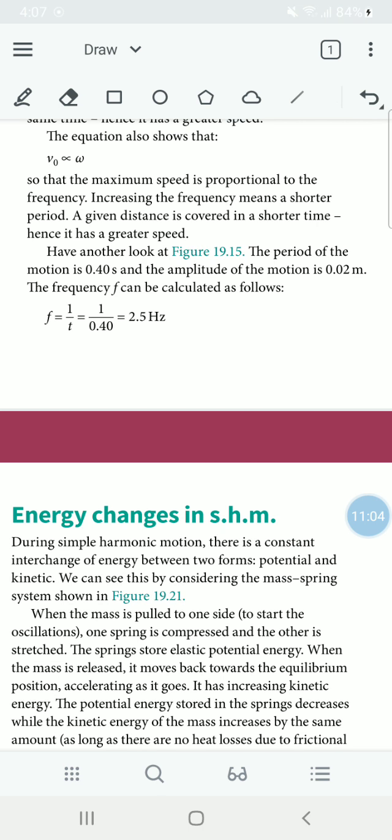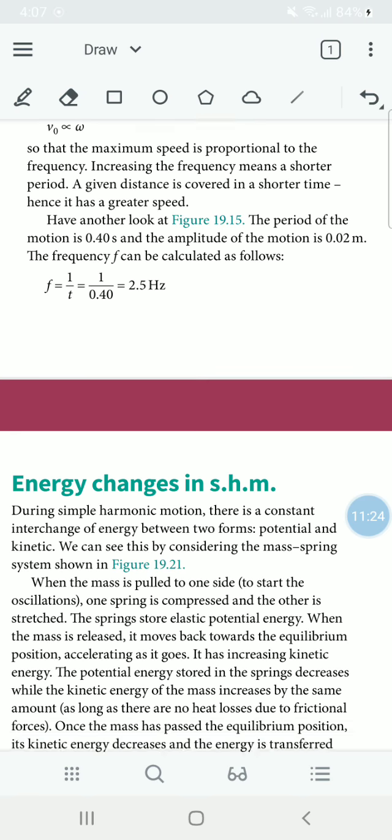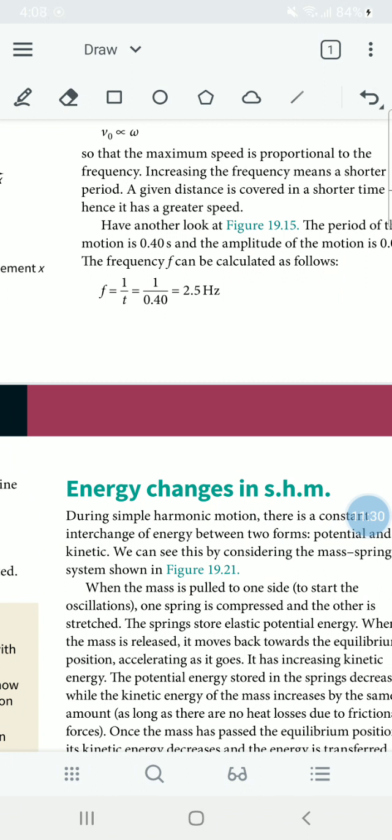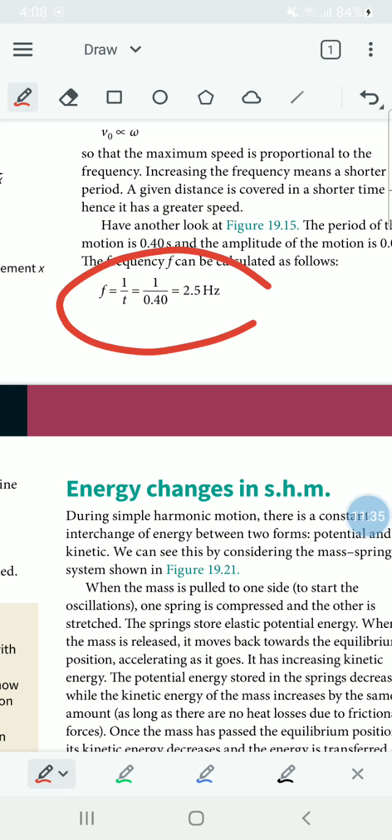Leave a line and write: for SHM with period 0.4 seconds and amplitude 0.02 meters, we can calculate the maximum speed as follows. Write this: f equals 1 upon T equals 1 upon 0.40 equals 2.5 Hertz. That is to find the frequency.